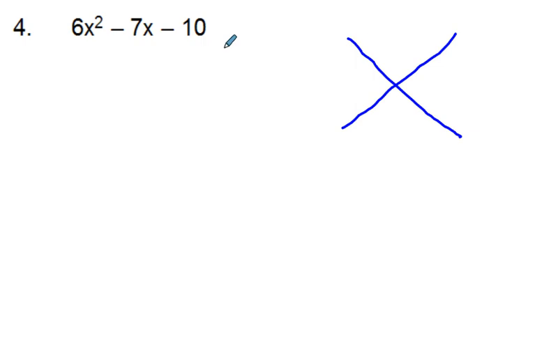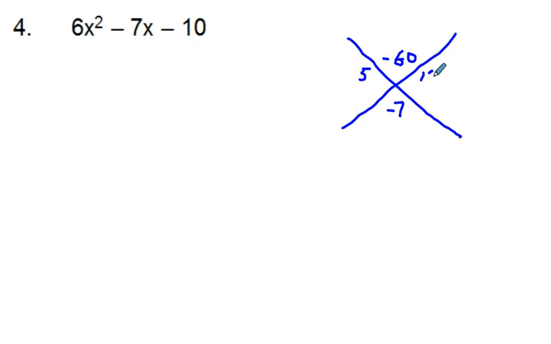Okay, AC. Negative 10 times 6 is negative 60. And then we have negative 7 here. What are some possible factors of negative 60? Well, 6 and 10, or 4 and 15, 5 and 12. I think 5 and 12 are going to be it because 5 and 12 are 7 apart. So I'm going to put 5 and 12.